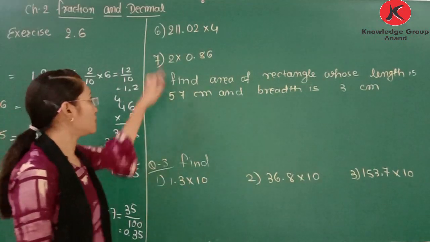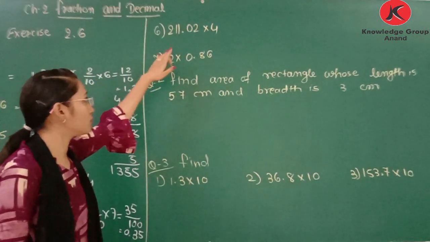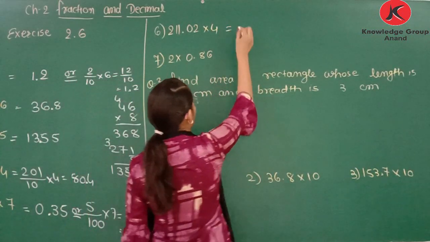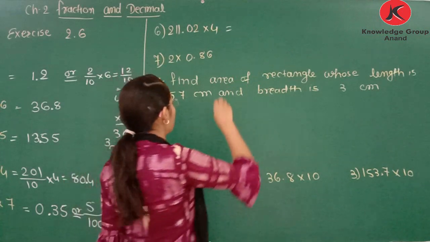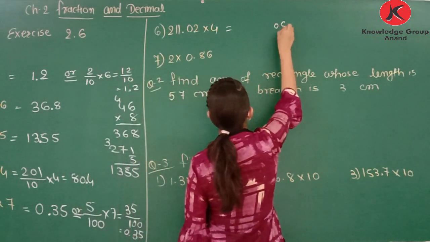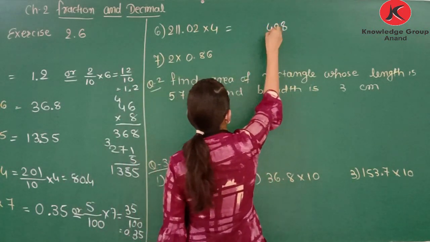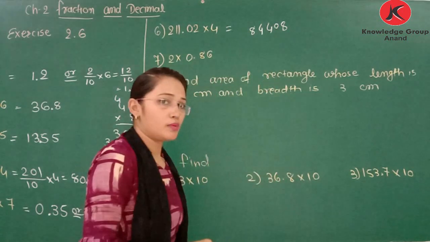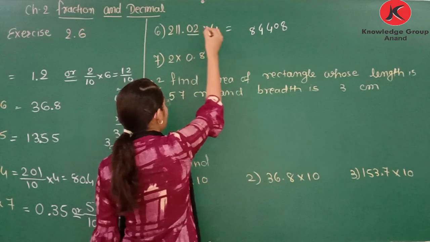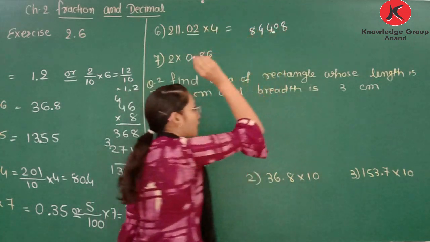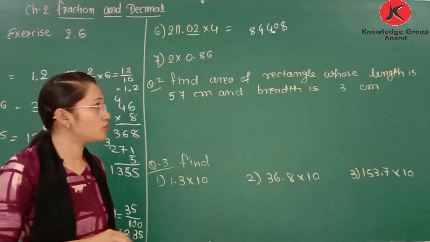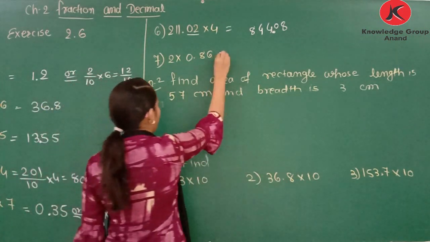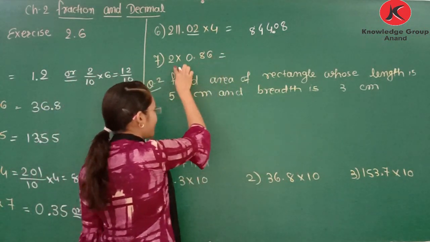Now next one, question number 6, 211.02 multiply 4. What we have to do? Perform the normal multiplication. So it is 84408. And where will be the decimal point? Here 2 digits are there, so after the point there must be 2 digits. So it is 844.08.